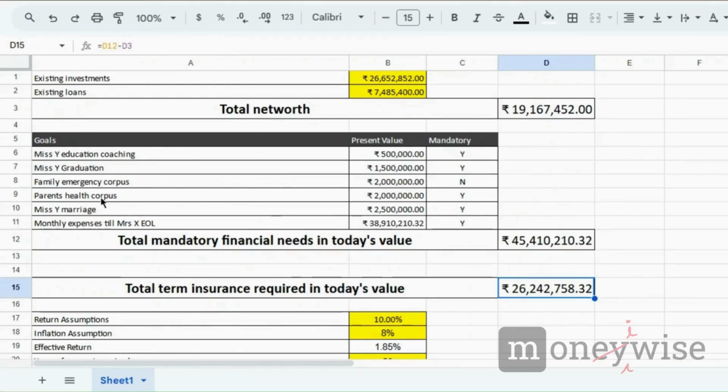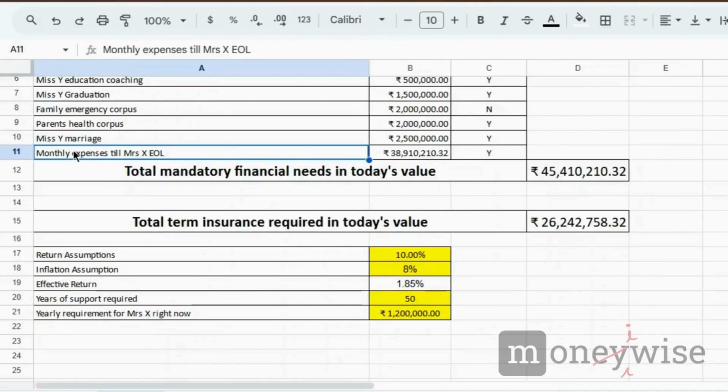Most of this is self-explanatory except two things. One is that I've added a flag here to say whether a goal is mandatory or not. It depends on each of us whether we want to plan for certain goals or not plan for it. So we made an assumption at the start that Mrs. X was not working. So Mr. X needs to account for the monthly expenses till Mrs. X end of life, right? So there are multiple assumptions which we make here. Those are made in yellow, right?